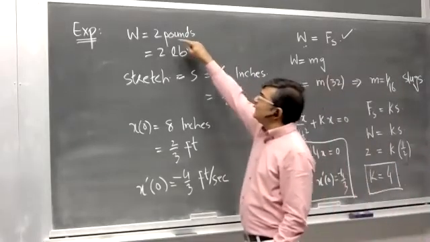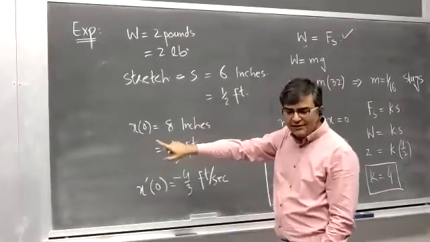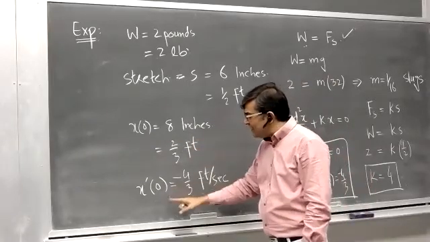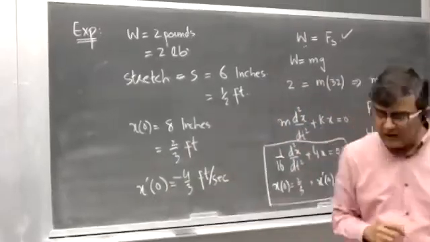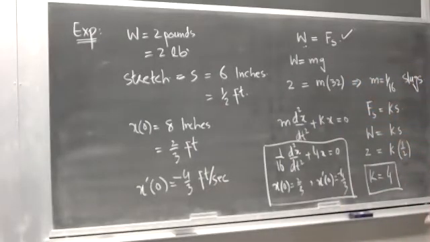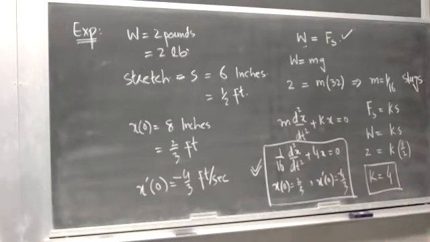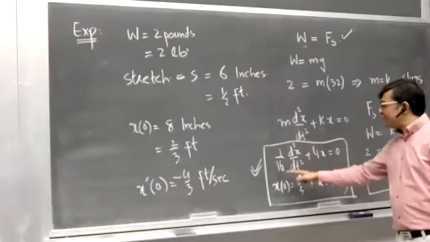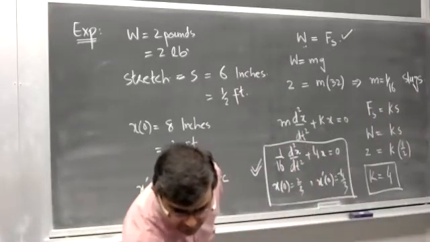So the mass has 2 pounds weight, it stretches 6 inches, and the mass is released at time t is equal to 0 from the point 8 inches below the equilibrium position with an upward velocity of 4/3 feet per second. So this is what we obtain as a model. Now this we can solve very easily because this differential equation is a homogeneous, linear, second order differential equation with constant coefficients. I hope you can solve it and get the solution.